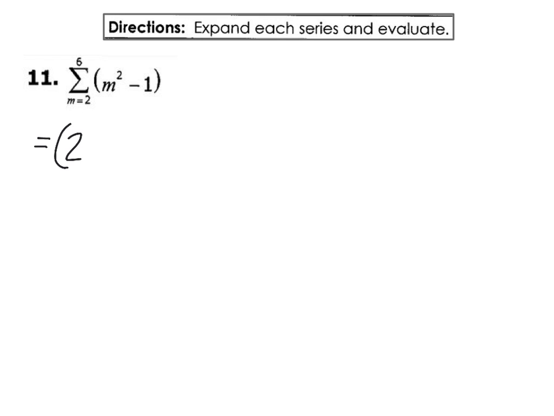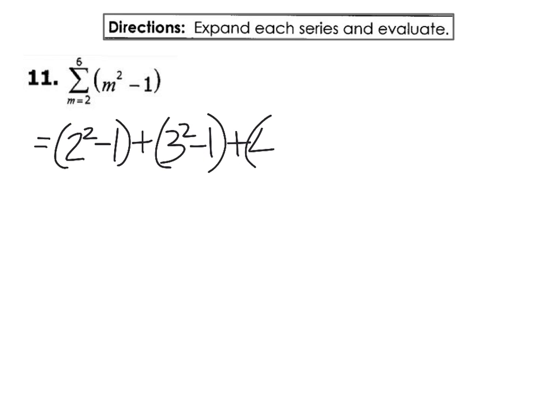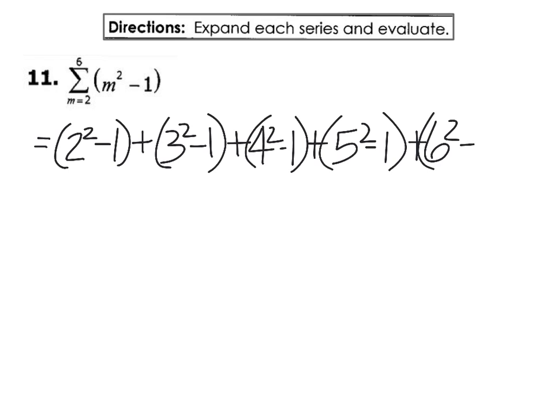So we say 2 squared minus 1 plus, now we're going from 2 to 6. So then we go to 3 squared minus 1 plus 4 squared minus 1 plus 5 squared minus 1 plus 6 squared minus 1. And we're done because the number on top of our sigma is 6. So that means we stop when m equals 6. That's our final term. Then we're just simplifying.